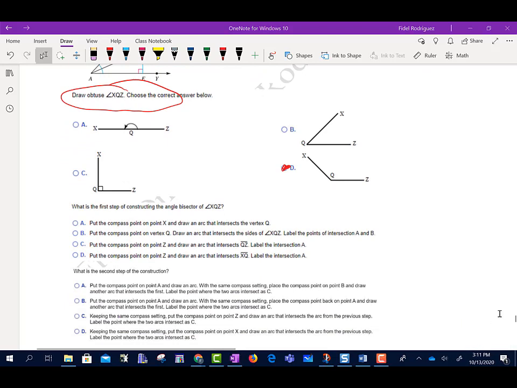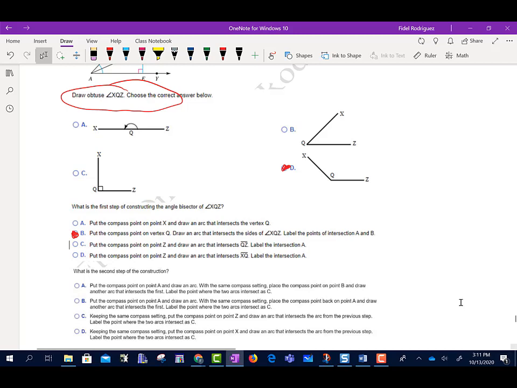All right, so then that says, what's the first step? We want to put our compass point on the vertex Q, and we're going to draw an arc that intersects the sides of angle XQZ. So we're going to select B.